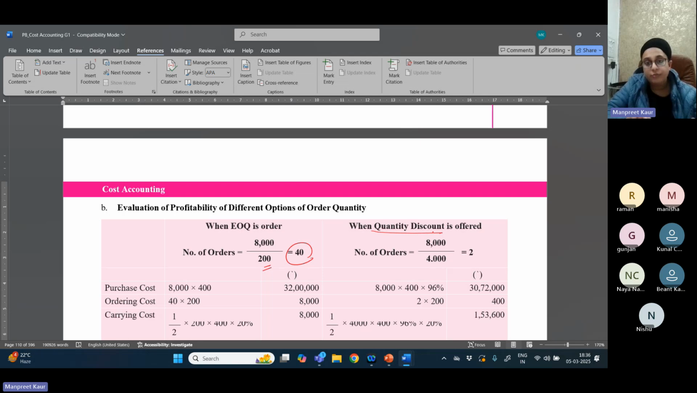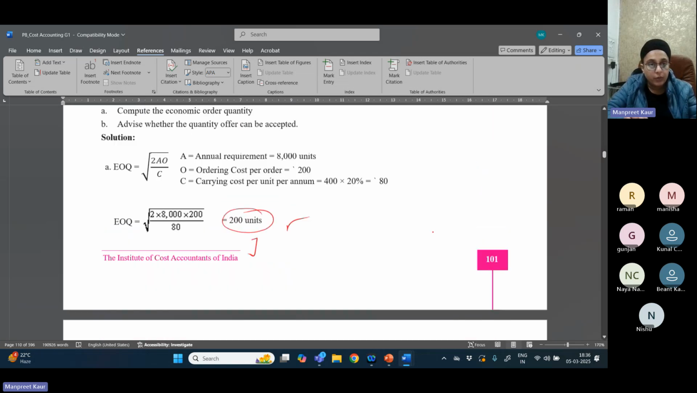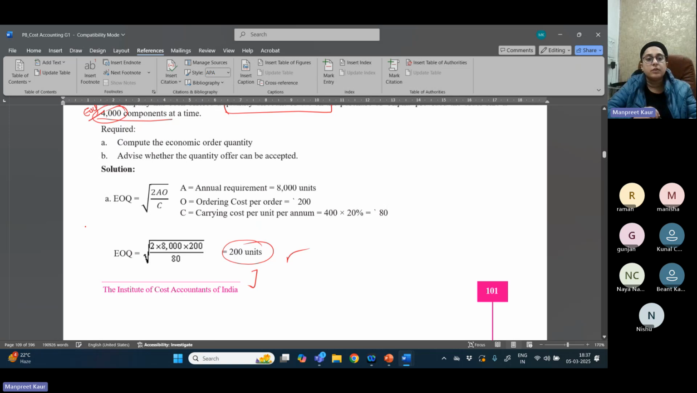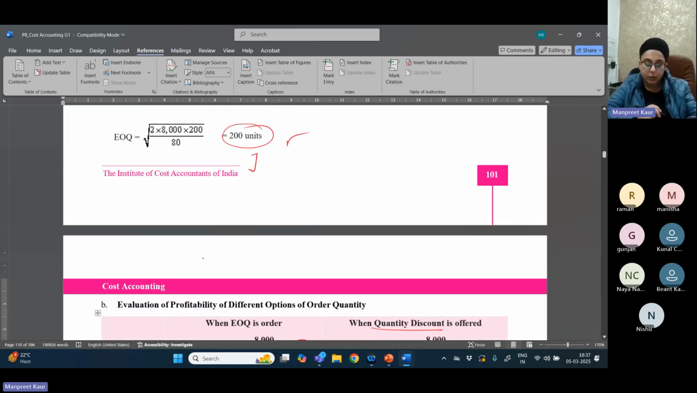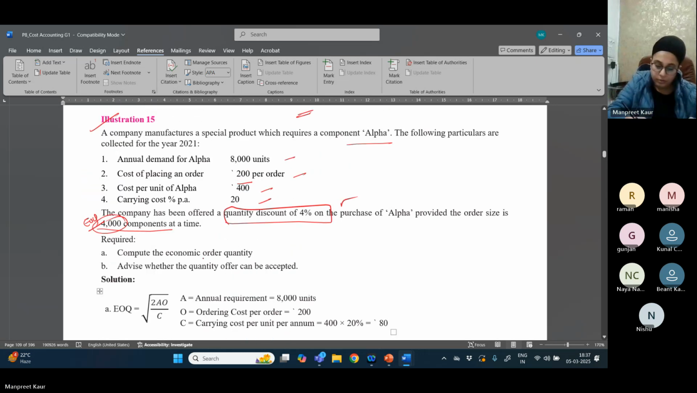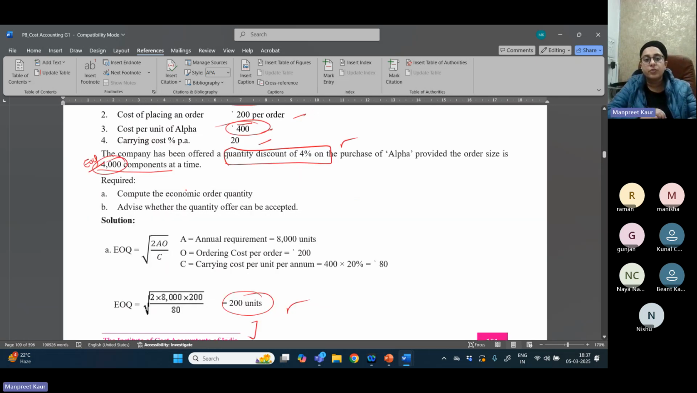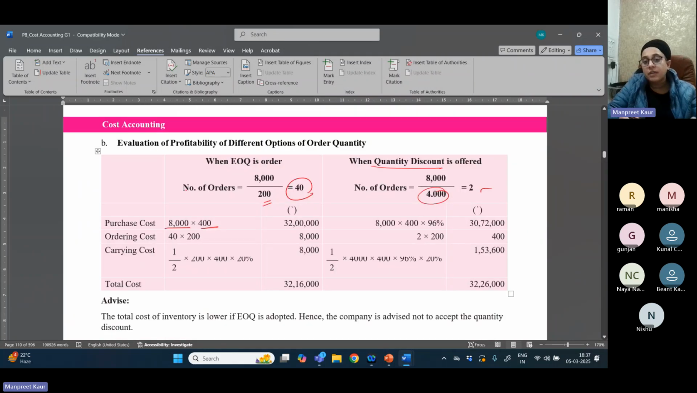When a quantity discount is offered, the order size, as I told you, is given in the question itself as 4000, so the number of orders is 2. Purchase cost is 8000 multiplied by 400, cost per unit is 400. If the quantity discount is given, then it is not 32 lakh but 30 lakh 72,000, because of the 4% quantity discount.